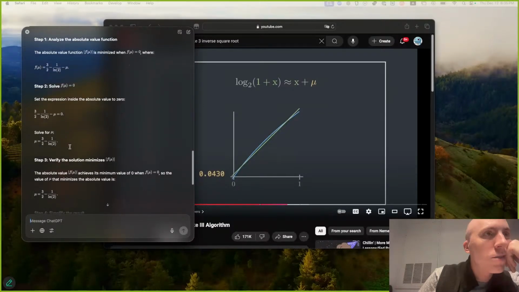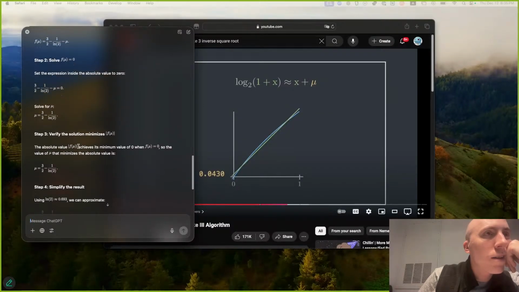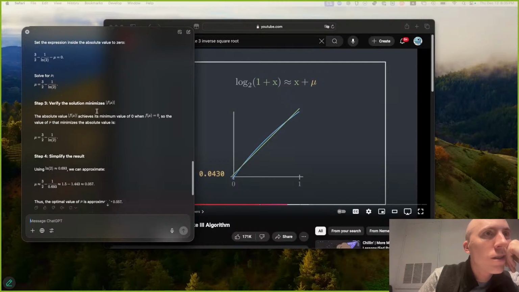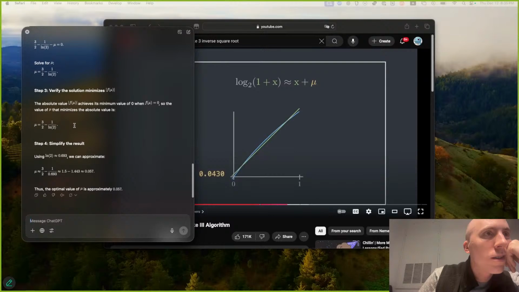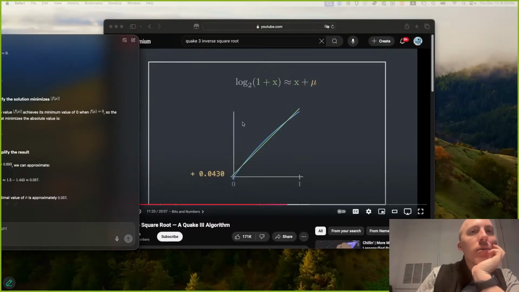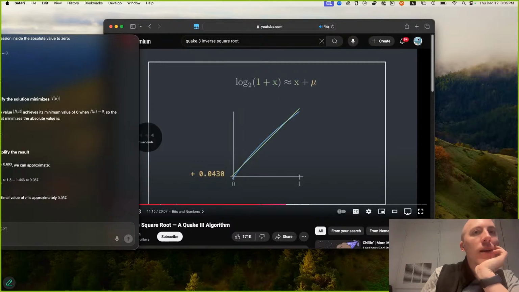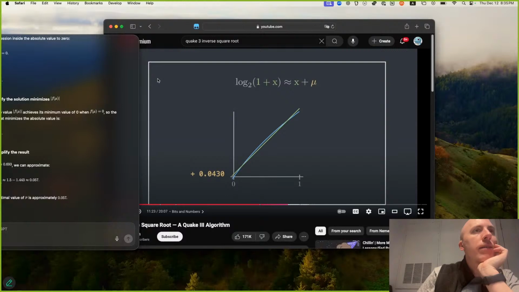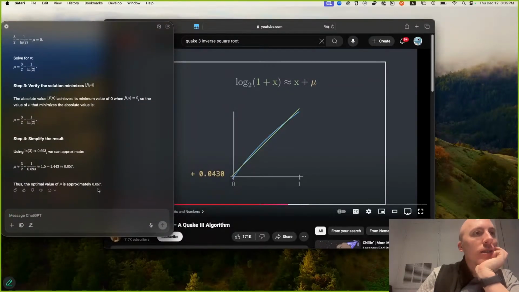So if we just set it to 0 and solve for it, we get 3/2 minus 1 over the natural log of 2. We got 0.057. Is that what they say here? For numbers between 0 and 1. So going back to our formula, it's pretty close. But it turns out that setting mu to this number gives the smallest error on average for numbers between 0 and 1. That's weird that it's not exactly the same.